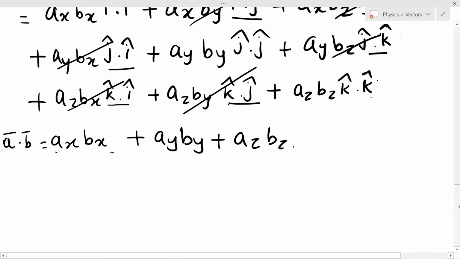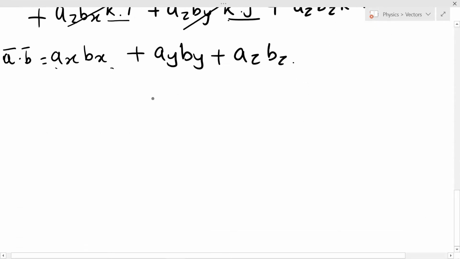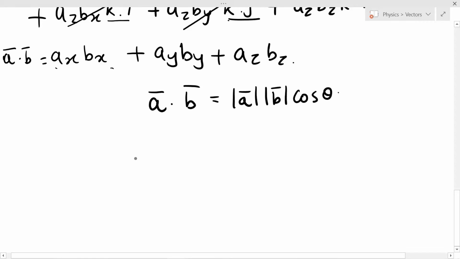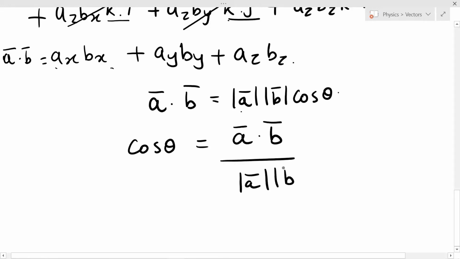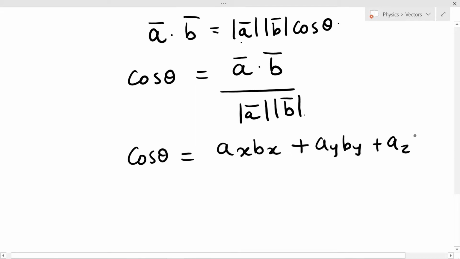Now let's calculate the angle between these two vectors a bar and b bar. So we know that a bar dot b bar is equal to modulus of a bar into modulus of b bar cos theta. So this is the definition of the dot product. Now let's take this here. So cos theta becomes a bar dot b bar divided by modulus of a bar into modulus of b bar. So cos theta becomes ax bx plus ay by plus az bz divided by modulus of a bar into modulus of b bar.